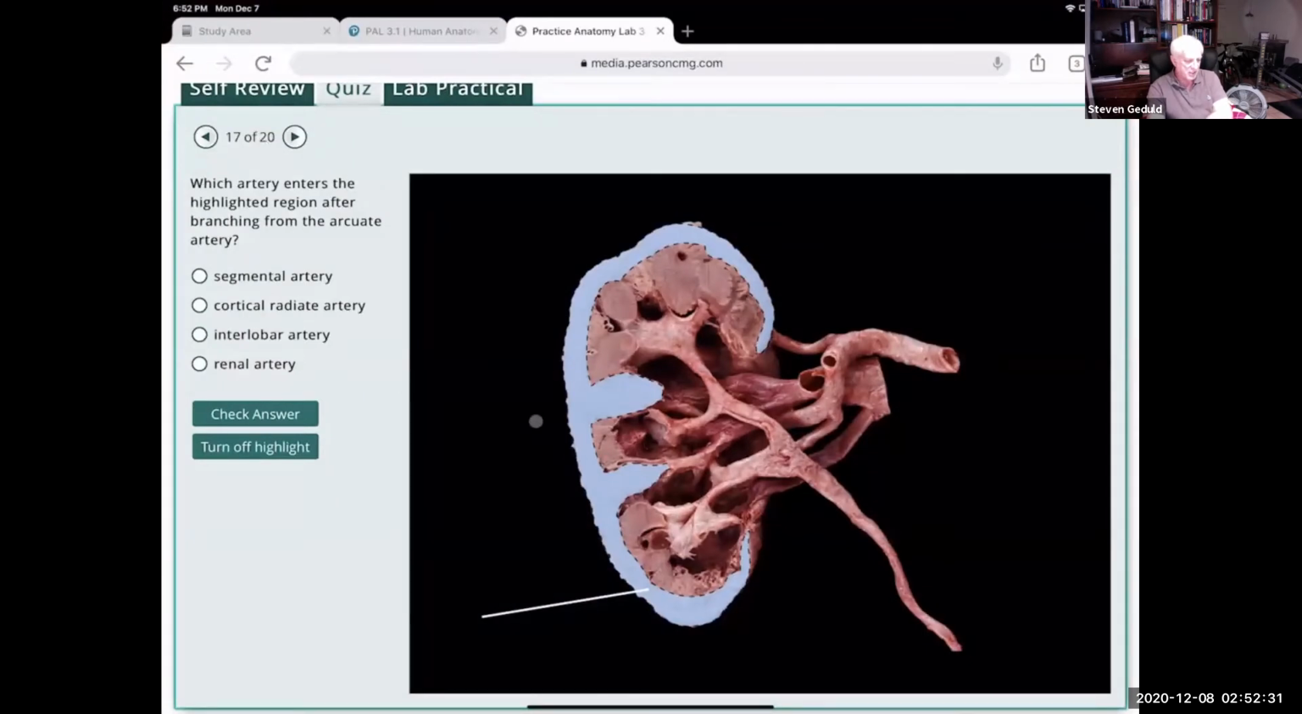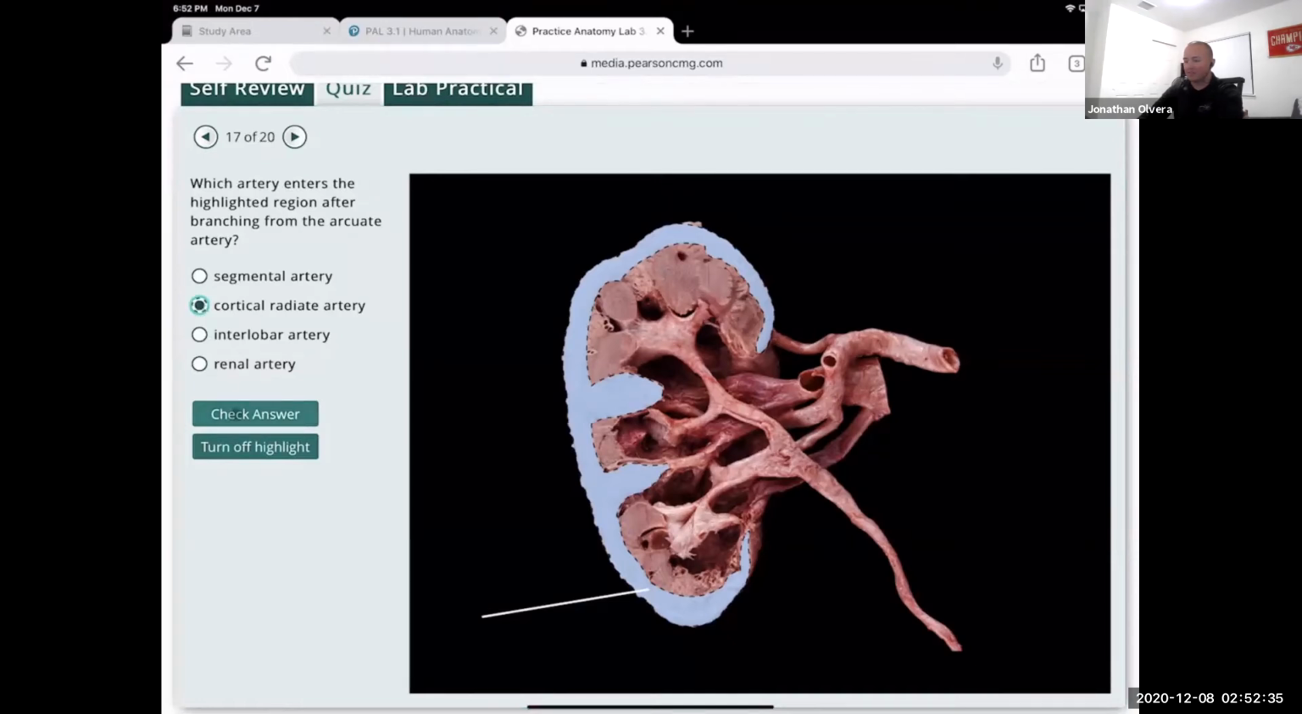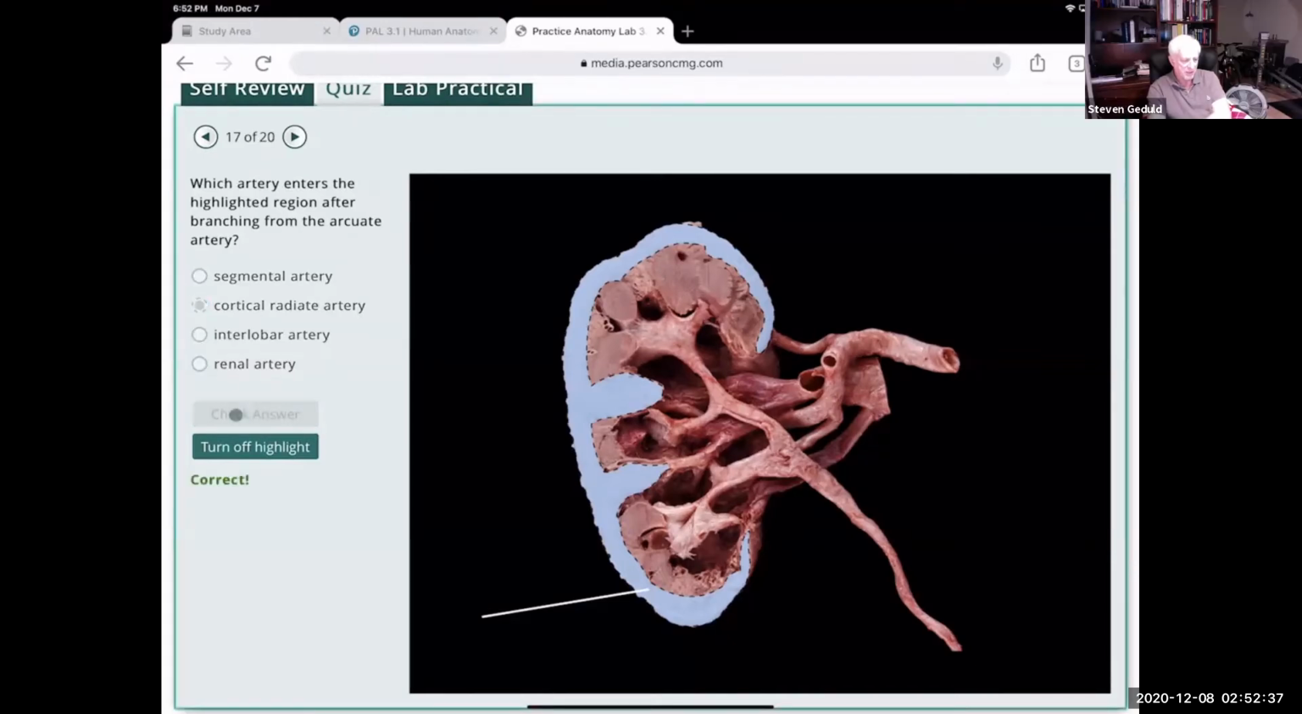All right, so which artery did you say it was? The cortical radial arteries? Yes. Okay, let's check that. Perfect. So the cortical radial arteries branch from the arcuate arteries into the cortical areas of the kidney.